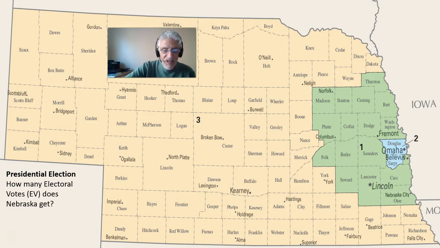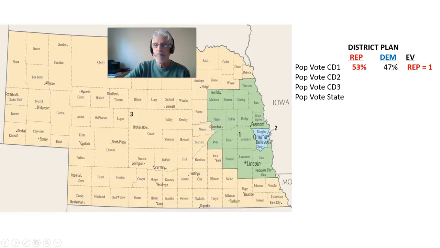Well, hopefully you said 5. And why do they have 5? Because the number of electoral votes that a state gets is equal to the number of members of the House, and there are 3 congressional districts, so they have 3 members of the House, and 2 senators, so they have 5. So how does a district plan work?